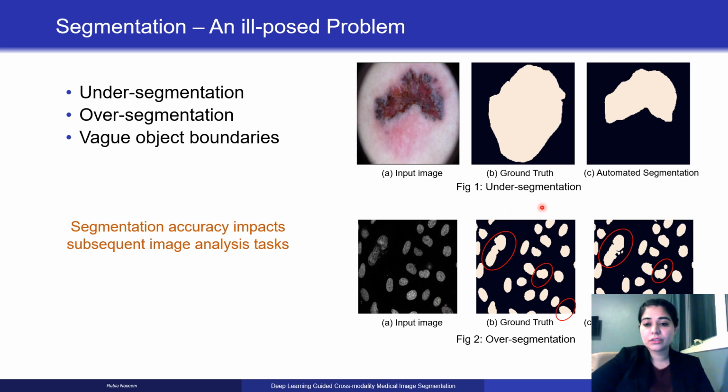In case of under-segmentation, the segmentation provided by a computer-based algorithm constitutes only a fraction of the ground truth or reference mask provided by an expert radiologist. In case of over-segmentation, some extra area from the background is also included with the foreground region, resulting in erroneous results. Vague object boundaries are also one of the important reasons that affect the accuracy of segmentation algorithms. Because segmentation is a very important procedure, its accuracy is very important.